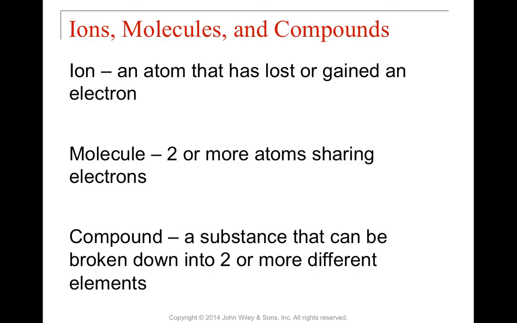Just some more definitions. An ion is any atom that has lost or gained an electron. So it's going to be positively charged or negatively charged, depending on whether it's lost or gained one. And a molecule is any time that we have two atoms coming together that are sharing an electron. So they're not just bouncing off of one another, they're actually interacting. And when we have molecules that are comprised of multiple elements, that's called a compound. So it's a substance that can be broken down into two or more different elements. So anything that's not just a bar of gold, for example, but is an alloy or has more than one element involved in it, is considered a compound.